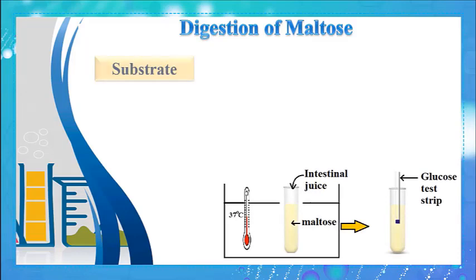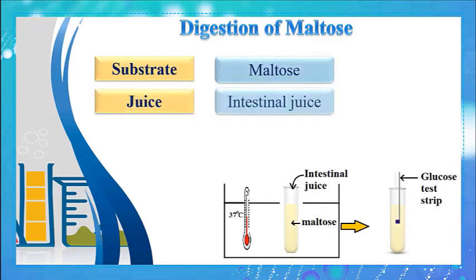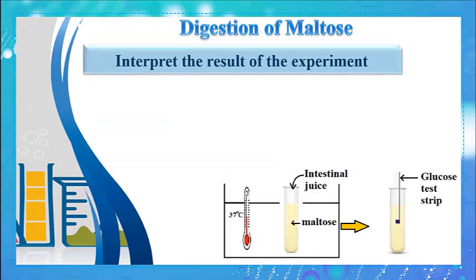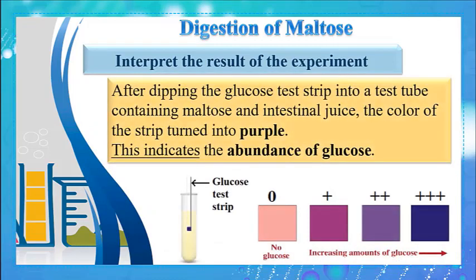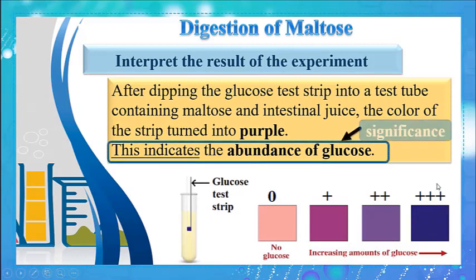The substrate is maltose, the juice is the intestinal juice. Interpret the result of the experiment. After dipping the glucose test strip into a test tube containing maltose and intestinal juice, the color of the strip turned into purple. This indicates the abundance of glucose.